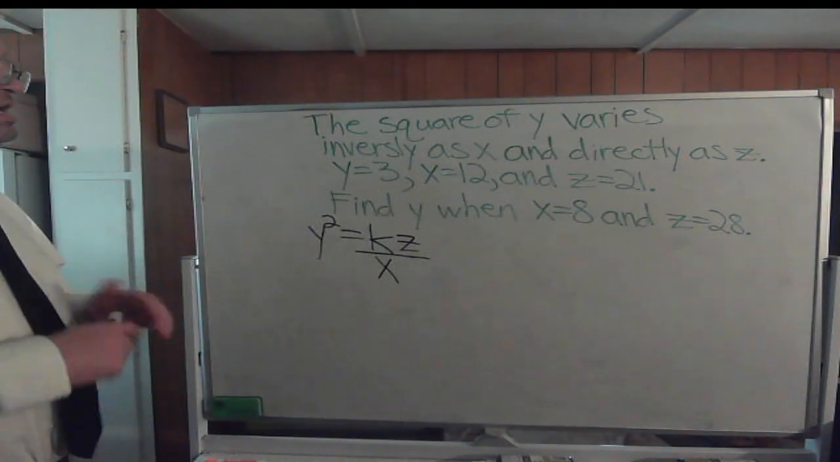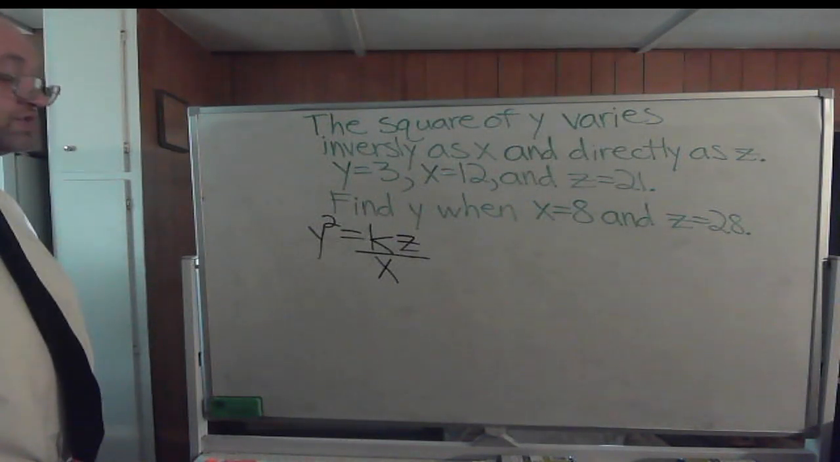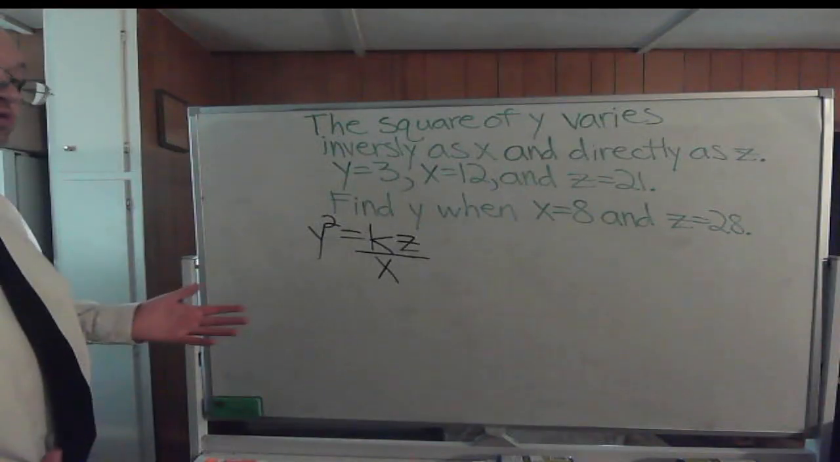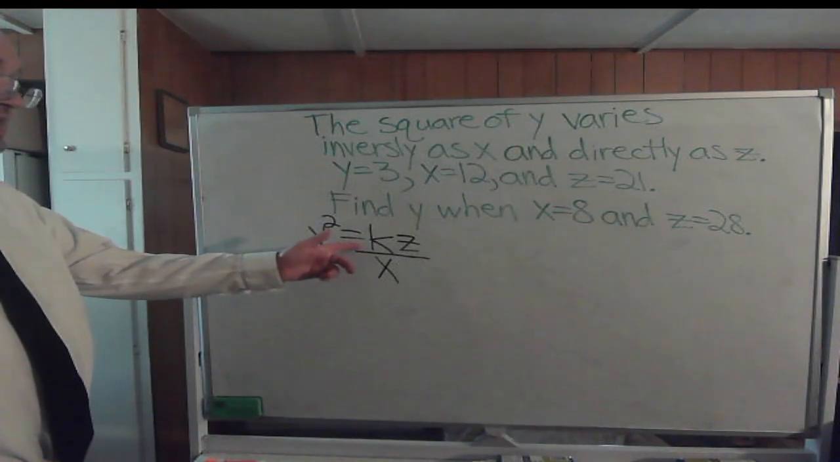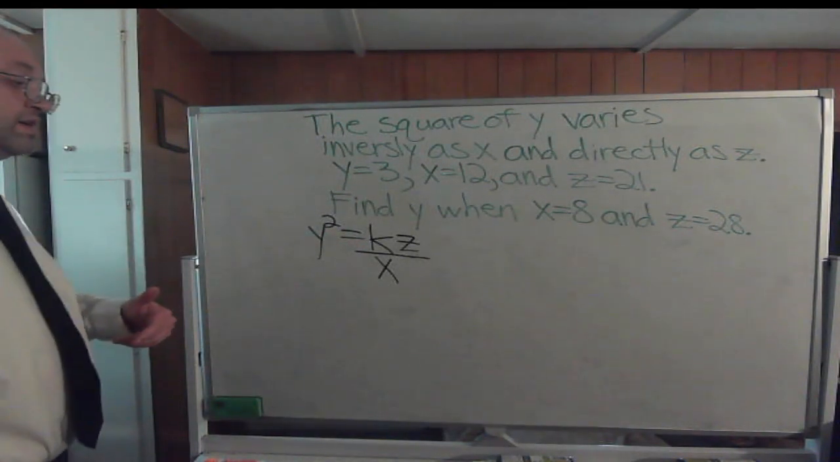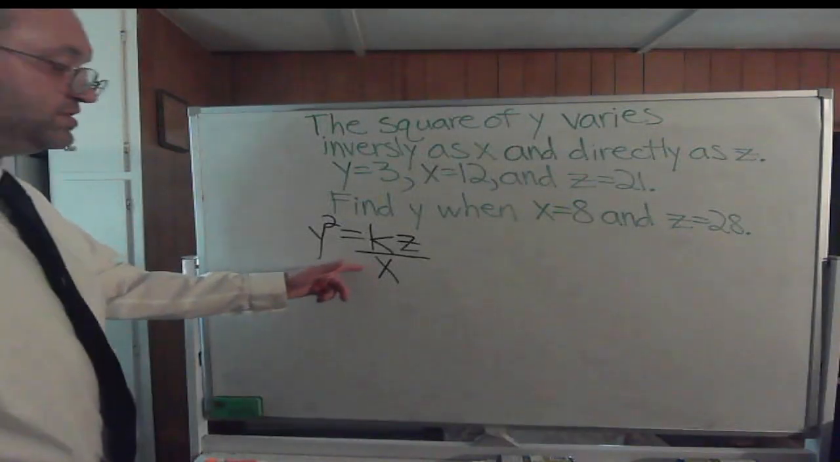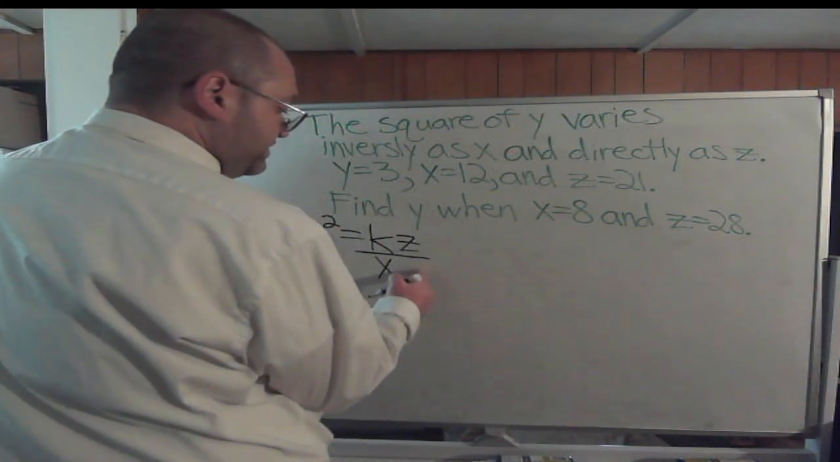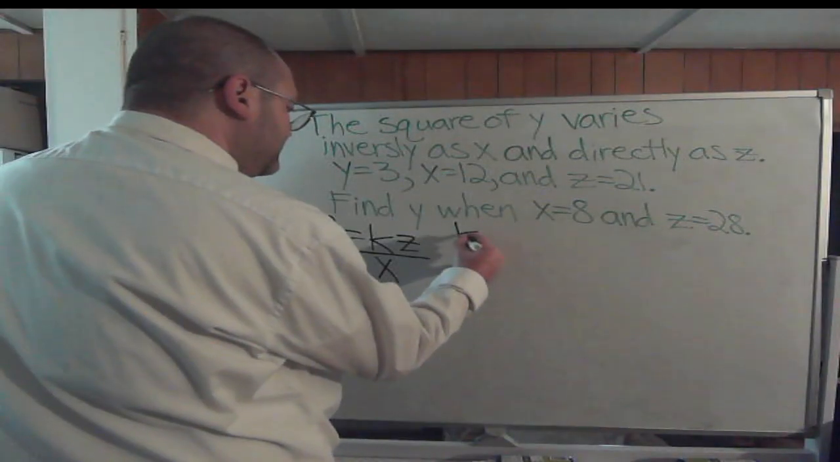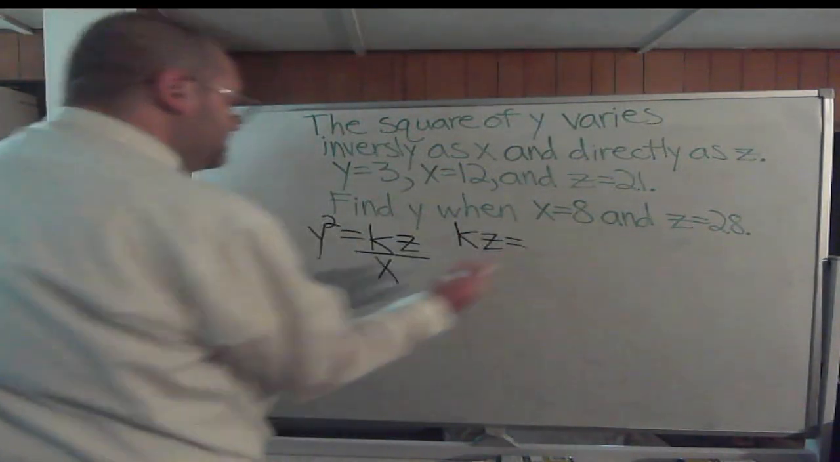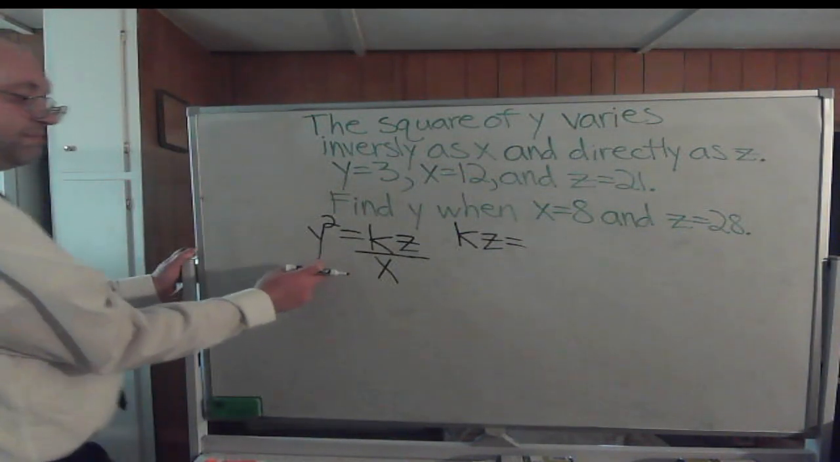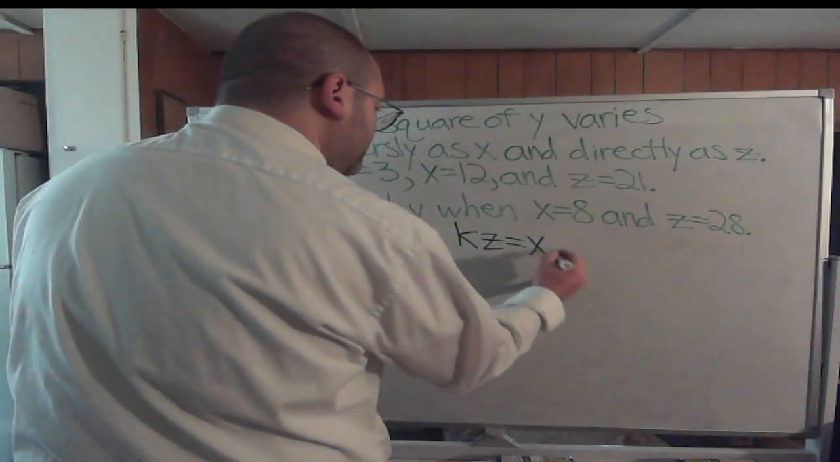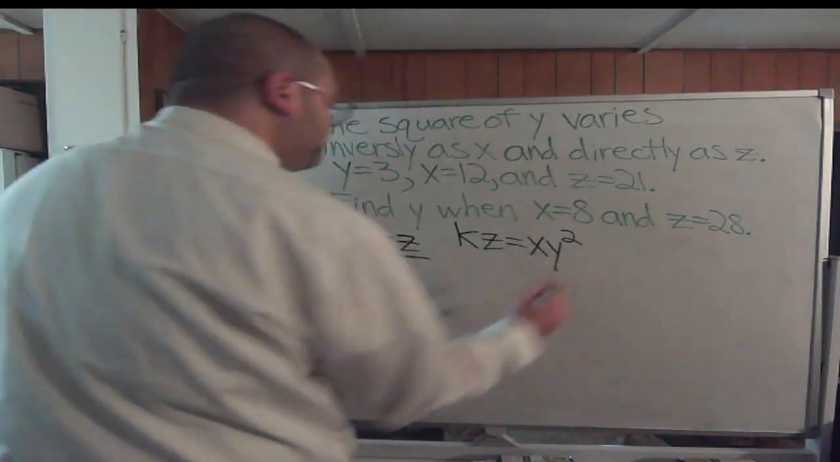Now, the idea is we want to find the equation for the constant of variation, to get k by itself. First thing I would do is multiply both sides by x. If you multiply the right side by x, you simply get kz. Then multiply the left side by x, and you'll get kz equals xy squared.